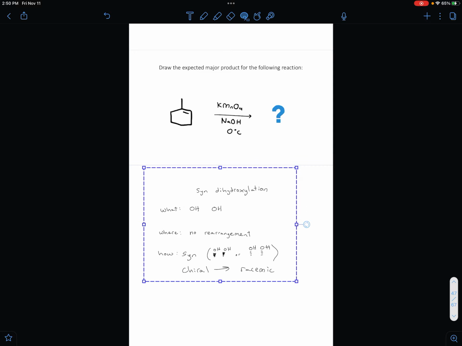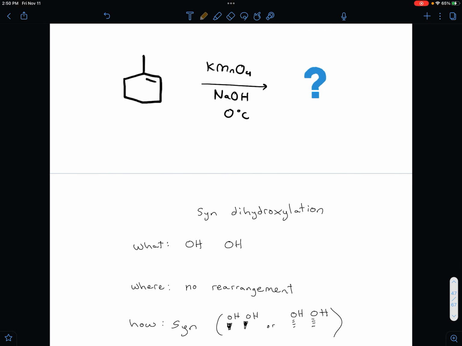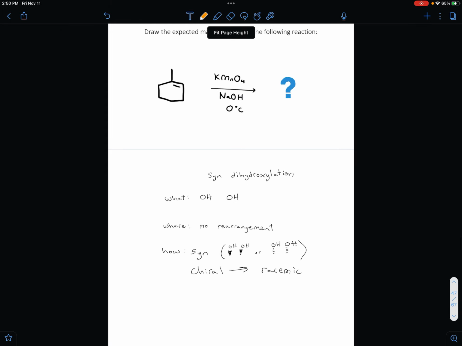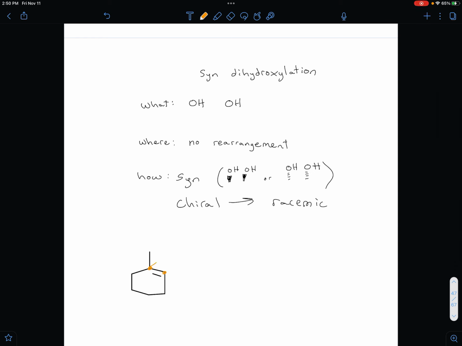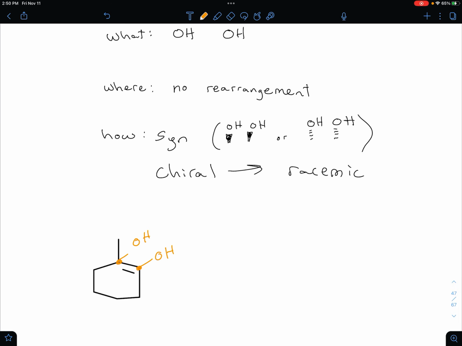Finally, let's do one last example with potassium permanganate. You would look at this, you'd say, okay, I have a pi bond, so I'm doing addition. I have potassium permanganate, sodium hydroxide, and an ice bath, so I'm doing syn dihydroxylation. So we can take this molecule, look at the 2 carbons in the double bond. That's where you're adding your OHs, because there's no rearrangement. And we just have to make sure we draw these as syn. And as you add those OHs, you use up those pi electrons, so the pi bond won't be there anymore.